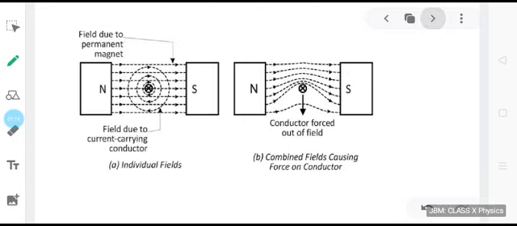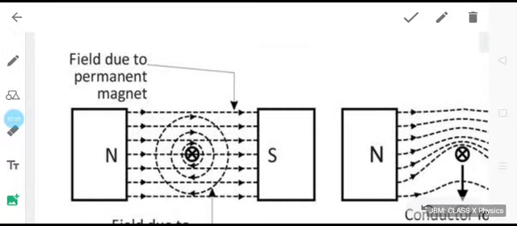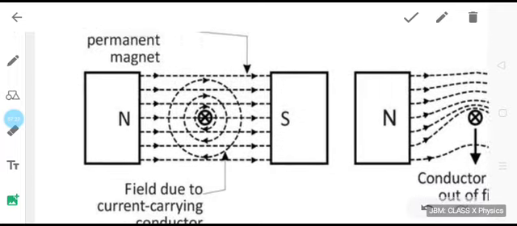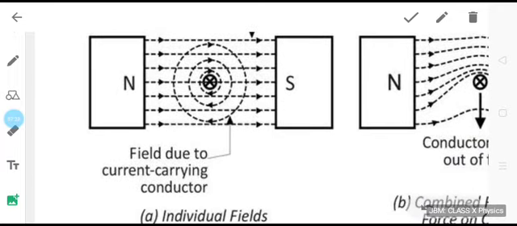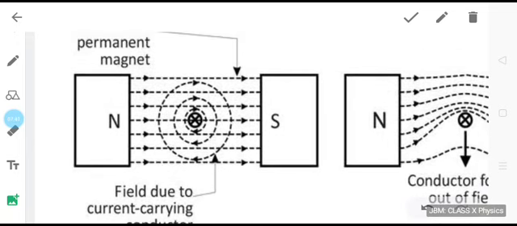Now let me show you a bit more clearly how the field is interacting. Let me zoom the first part of the picture, where you can see that initially the field due to the permanent magnet and the field due to the current carrying conductor have been shown separately. You can see the field due to the permanent magnet, it is from north to south, and the field due to the current carrying conductor, that is the circular one. These two have been shown separately.